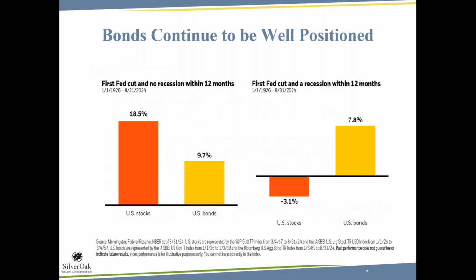So here we wanted to talk about the positioning for bonds. The bond yield in a total return bond fund is right around that 4% range. If we look on the left, and we're in a scenario where we don't have a recession, then we're looking at bond returns of almost 10% over the next 12 months. And this is going back to data to 1926.